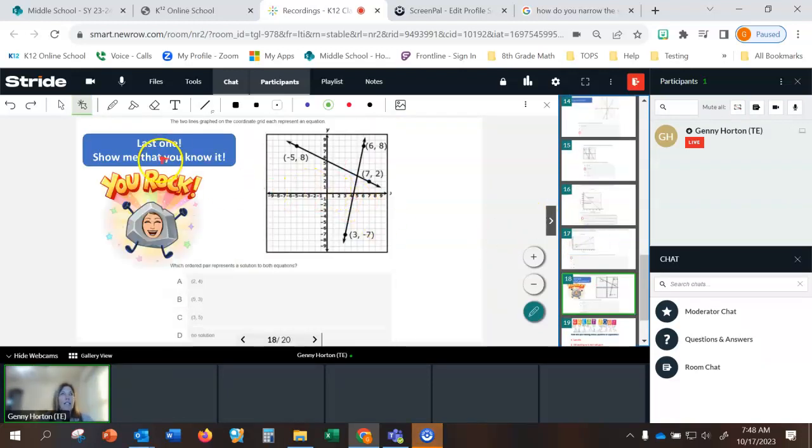So here's our last one. What ordered pair represents a solution to both of these? Okay, looks like it's right there. So let's try to determine. Some of these graphs are easy for Ms. Horton to read. All right, so looks like it's 5, 3. So it would be B. B is the correct answer for that one.